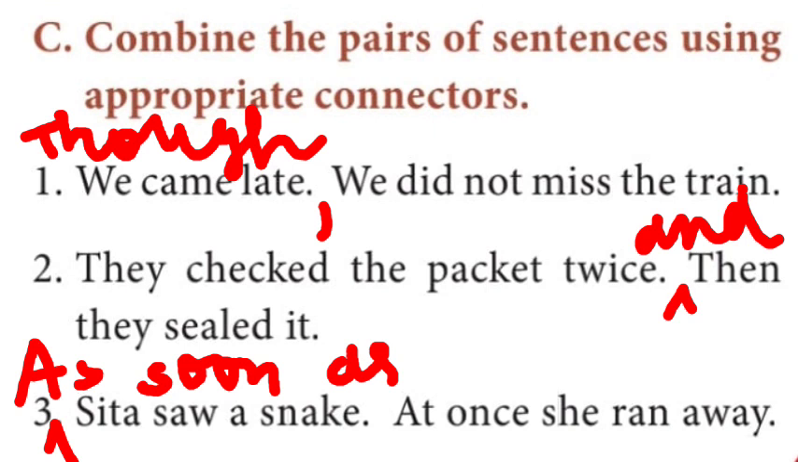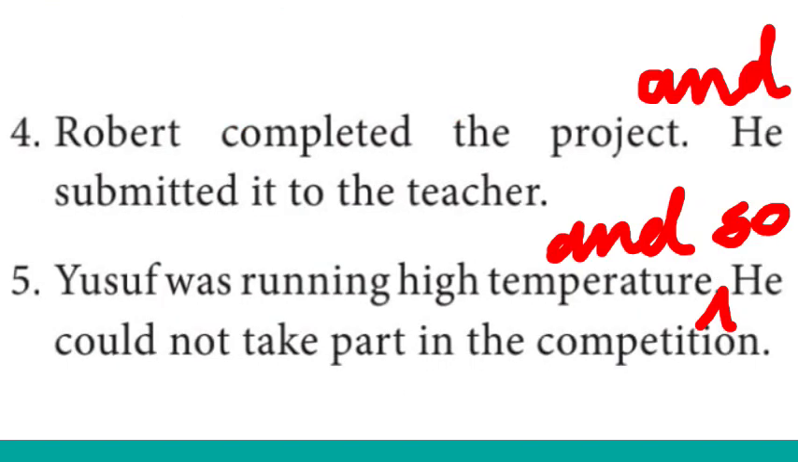See third one. Sita saw a snake. At once she ran away. So here, as soon as Sita saw a snake, she ran away. You can write, or, Sita saw a snake and at once she ran away. Both are correct. If you write with as soon as, no need to write at once. See fourth sentence. Robert completed the project. He submitted it to the teacher. Robert completed the project and submitted it to the teacher.